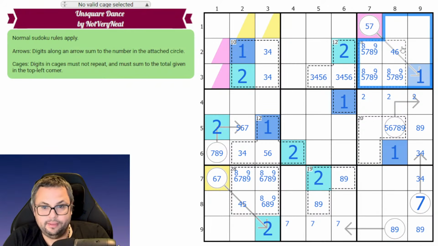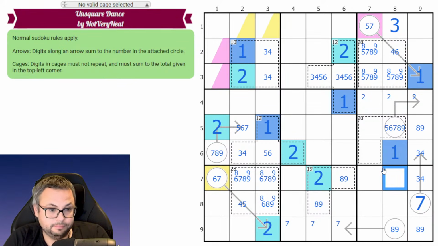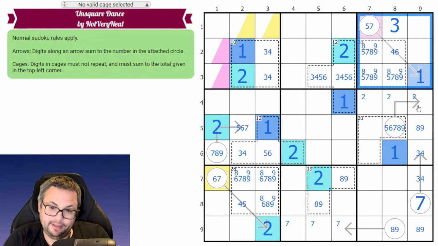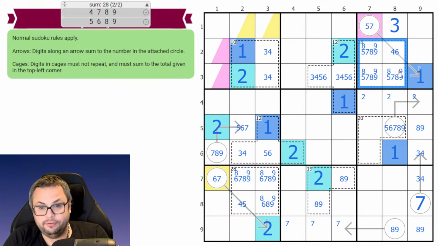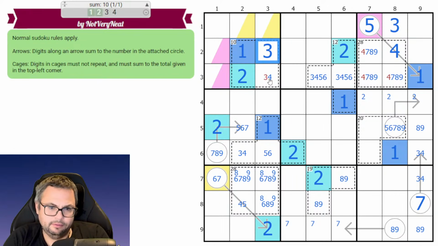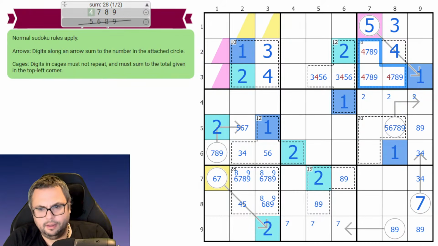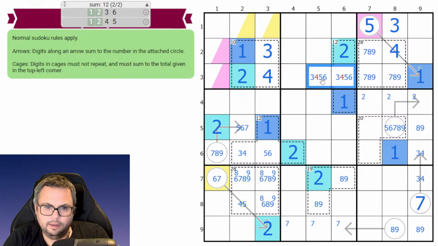Okay, so where's 3 in this box? 3 in this box is here. So where's 4 in this box? 4 in this box is in the cage. So now this is a 4, 7, 8, 9. This is certainly now just a 4, which makes that a 5. 3 and 4. Which has now made this a 3, 6.